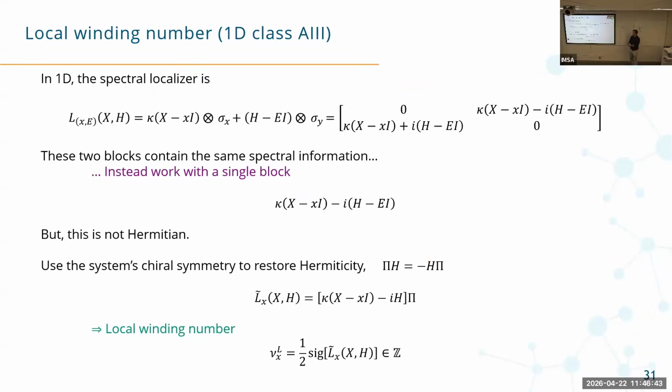So moving on from Chern materials, we can talk about a local winding number. In 1D, you have three Pauli matrices, and you only need two of them because there's only one position operator. You can choose them so that the localizer is off block diagonal. Then the spectrum is duplicated across these two blocks essentially, and so we can work with one of these blocks. It's non-Hermitian, so we can use the system's chiral symmetry to restore hermiticity to the system. So we can talk about the symmetry reduced spectral localizer.